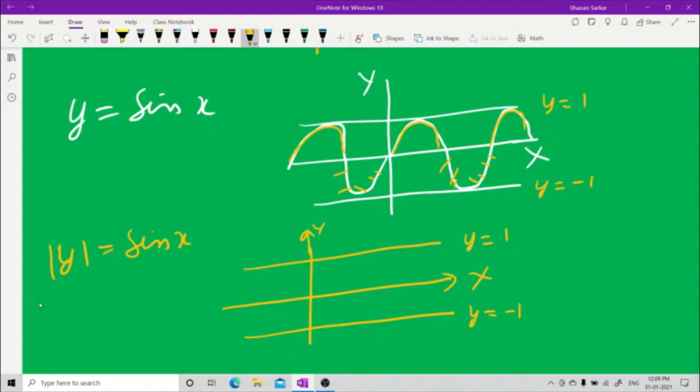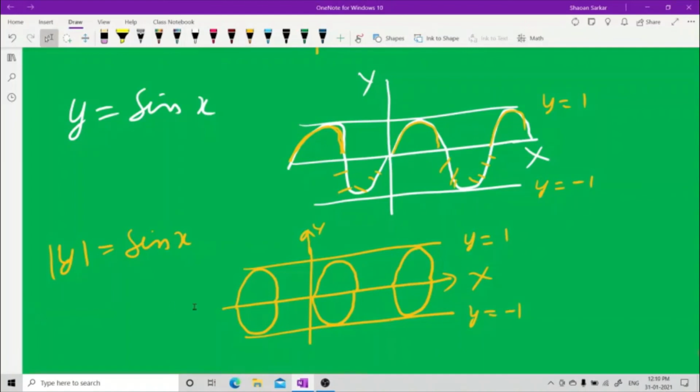So this portion will now be reflected here, and it will be reflected here. This portion will be reflected, now this will be the reflection here. This much portion will have a reflection here, like this.